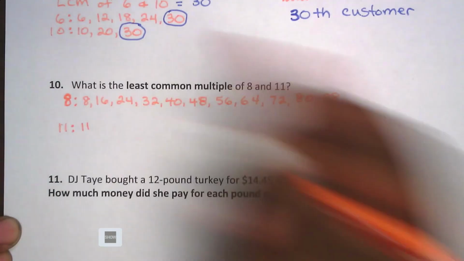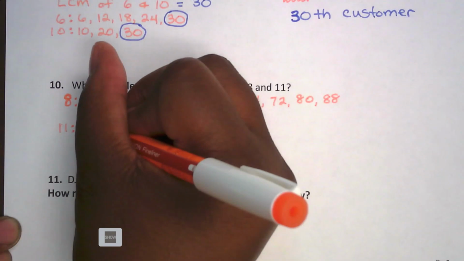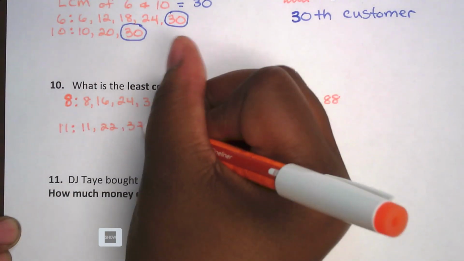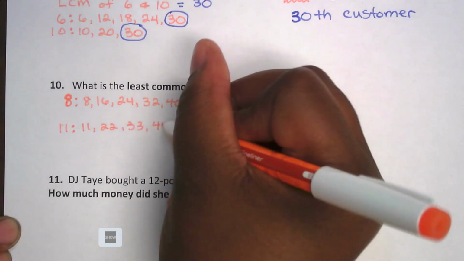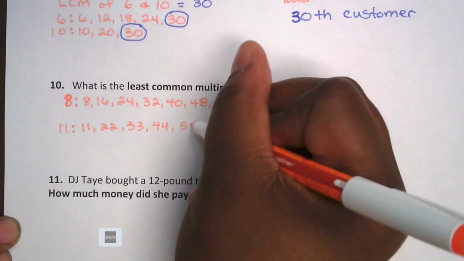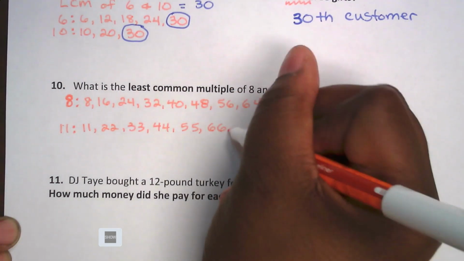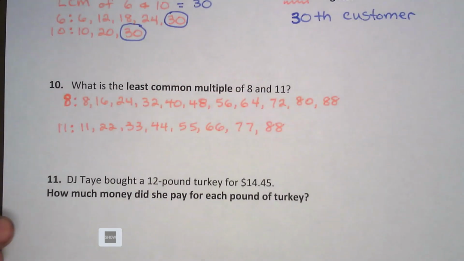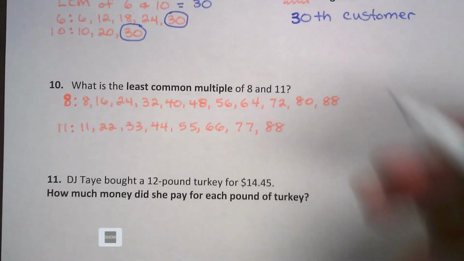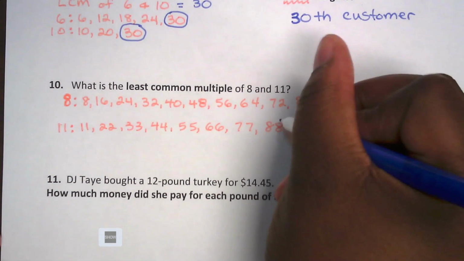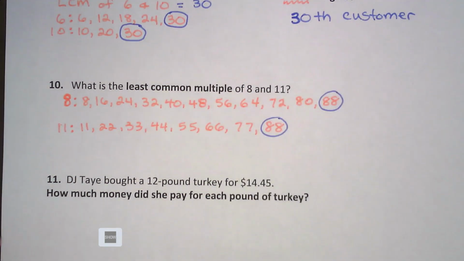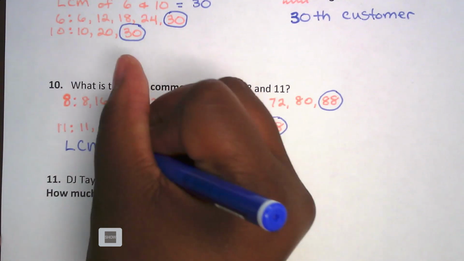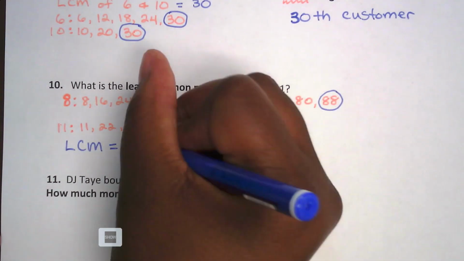Times 1 is 11, times 2, times 3, times 4, times 5, times 6, times 7, times 8. And look at what we got there. All right, so our least common multiple of 8 and 11 is 88.